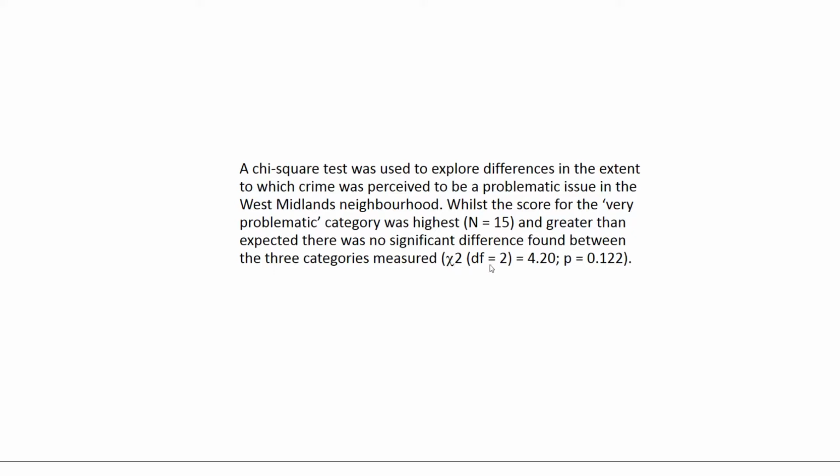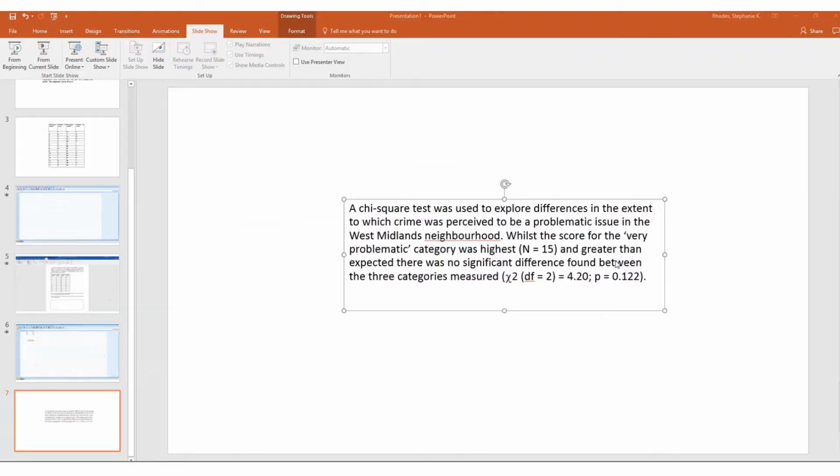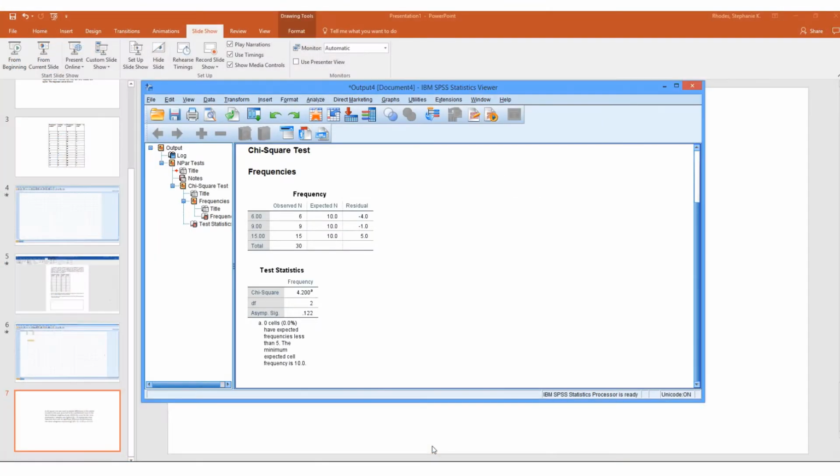And this is the statistical notation that you would present. So this is the symbol for chi-square. We've got the degrees of freedom here. Then we've got the chi-square value and then the p-value. Okay. So if we just go back to SPSS and the output, you can see that I've taken the chi-square value there, so 4.20.